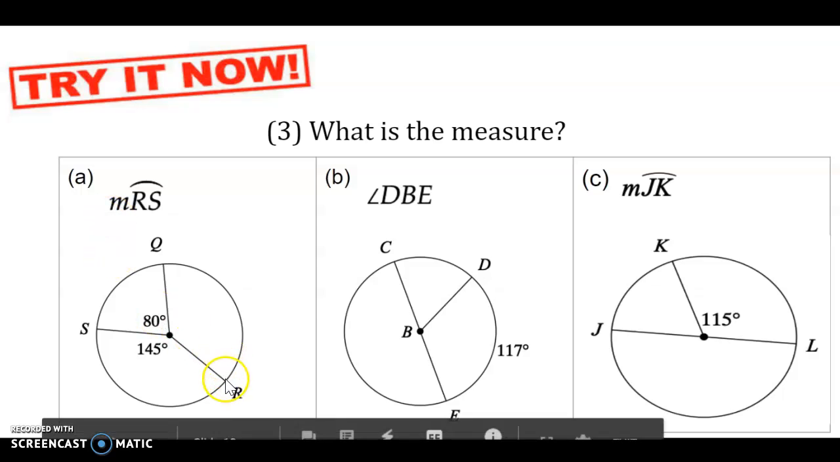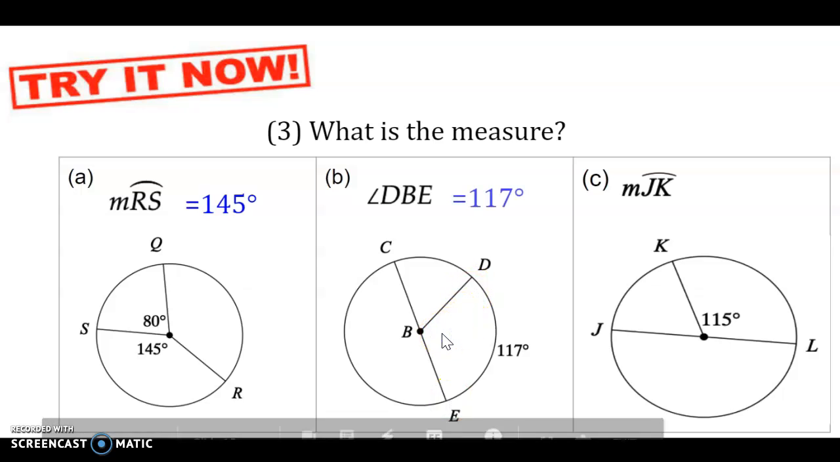So RS, where is RS? This is the arc we're talking about. What is the arc measure of RS? That will be 145 degrees. Angle DBE. It's asking you for the measure of angle DBE. Well, we know that the arc measure is 117 degrees, so the central angle, which is angle DBE, has to be the same as the arc measure.